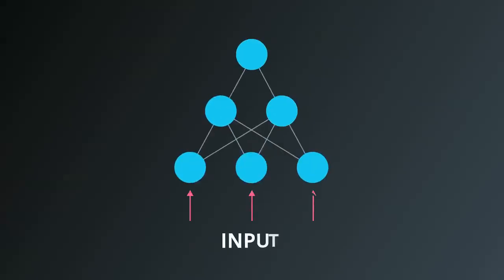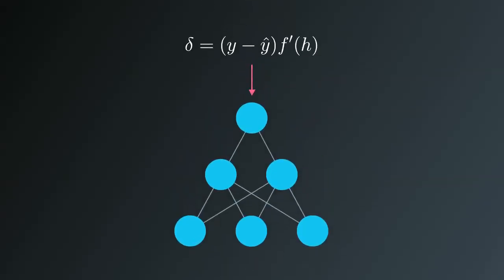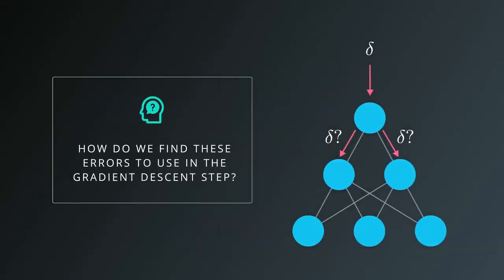Now we're dealing with multiple layers, and we'd still like to train the network with gradient descent. As before, we know how to calculate the error in the output node. We can use this error with gradient descent to train the hidden to output weights. But to train the input to hidden weights, we need to know the error caused by the units in the hidden layer. How do we find these errors to use in the gradient descent step?